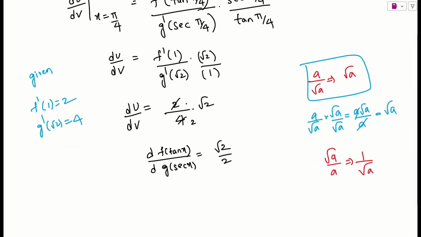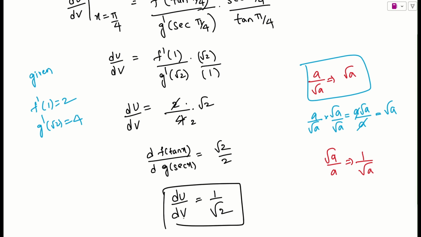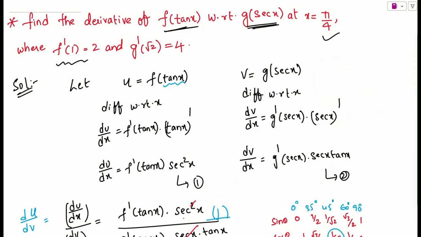Agree? So finally, what can we say? The differentiation of the numerator with respect to the denominator will be 1 by root 2. This is our final answer. Is it fine? Yes. If you have any doubts, just let me know. This is what they are asking us to prove. We have done it. Okay. Thank you.